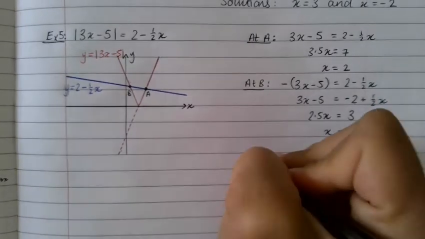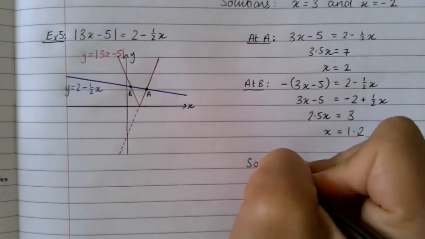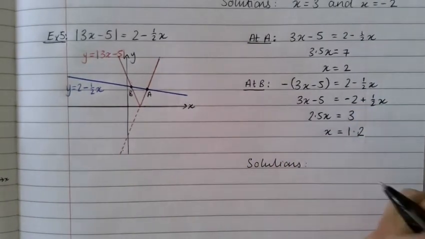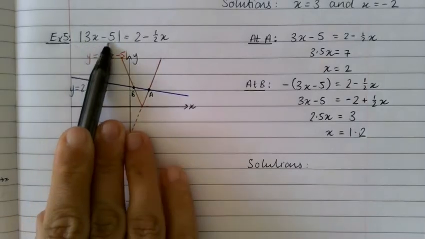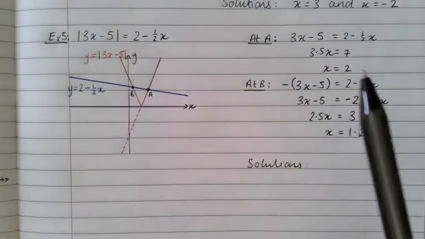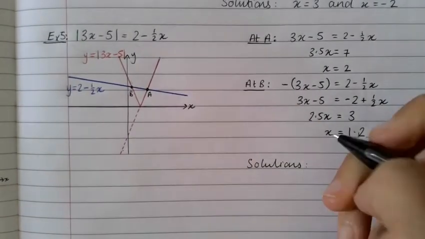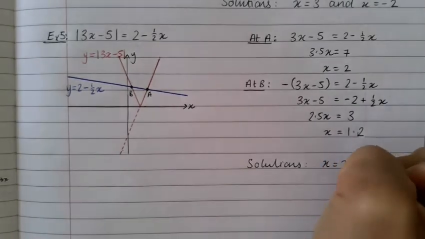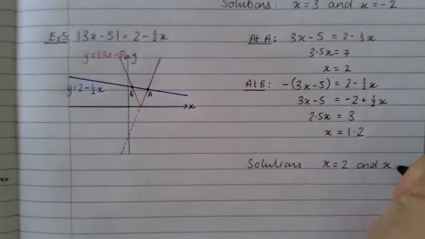So the solutions to this equation here, the modulus of 3x take away 5 equals 2 take away a half x, are x equals 2 and x equals 1.2.